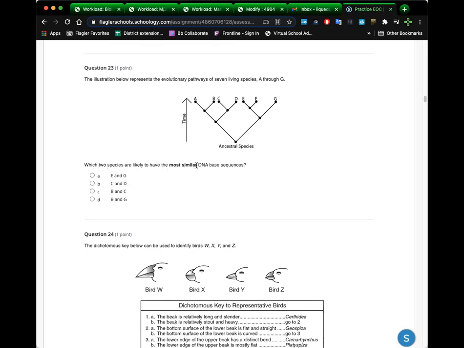All right, which of the following most likely have similar DNA sequences? So basically, if they're on the same fork, I call it a fork. Like A and B are on the same fork, C and D, E and F. Those ones are the most closely related. So it's like E and G. Not the same exact fork, but not too far apart. C and D. All right, there you go. There's your answer. They're the same one.